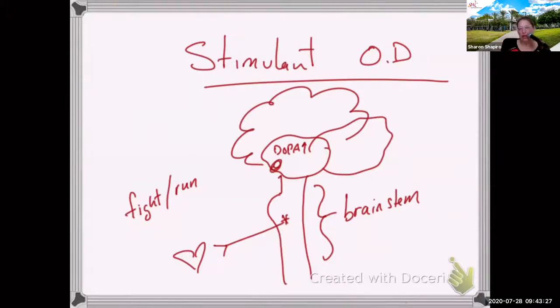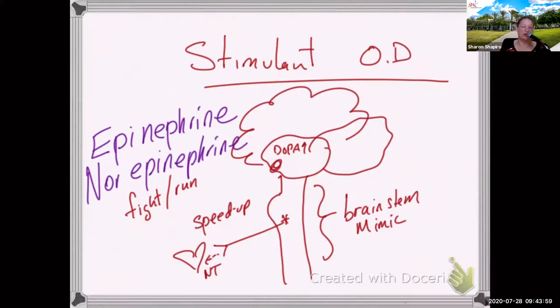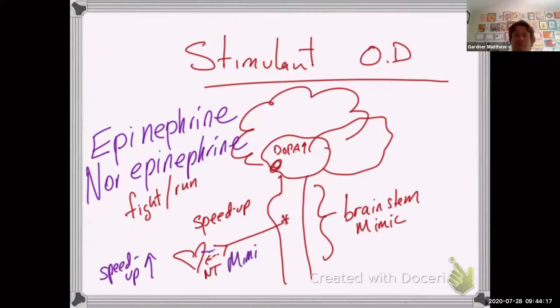So these drugs mimic the neurotransmitter that the brainstem normally uses to communicate with the heart to tell it to speed up, which is a molecule called epinephrine. And there's a related molecule called norepinephrine. I discuss these in chapter 15 of the primer. If you want to go back and look at it, I go deep into all the neurotransmitters. But suffice it to say, these neurotransmitters go across this gap and then bind onto the receptor on the heart. They're going to cause the heart to speed up. And stimulants mimic this pathway.